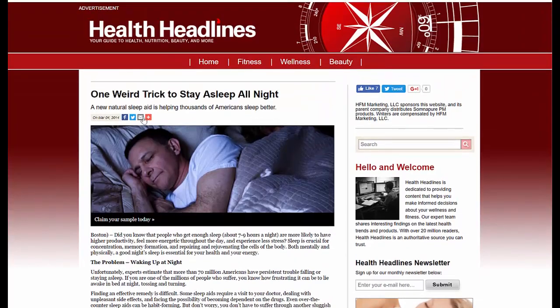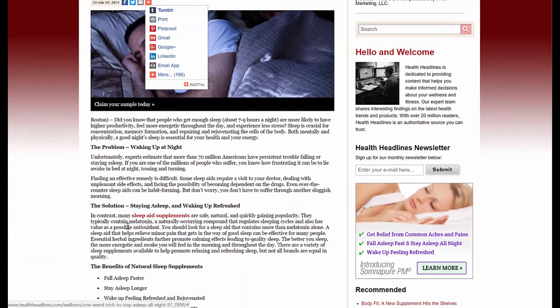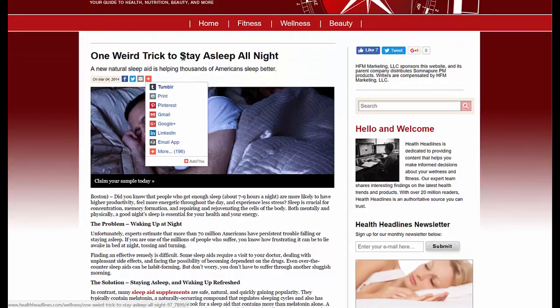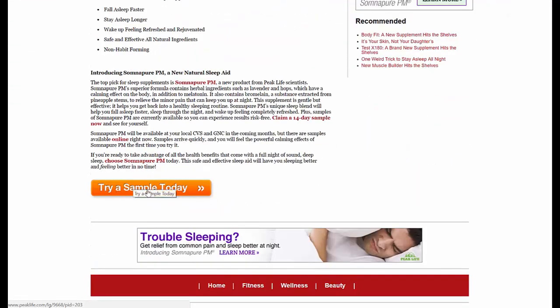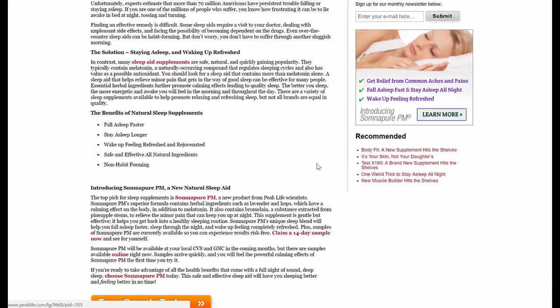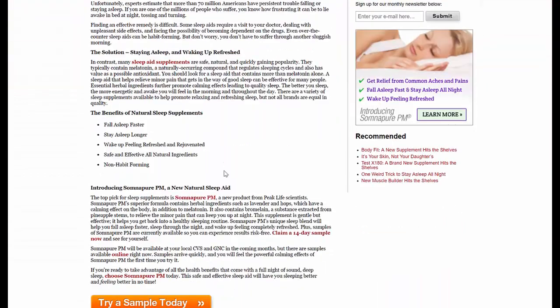And you can see here that, claim your sample today. It goes to Peak Life, sleep aid supplements. Here's an inline link. And then they've got their powerful CTA down here. They've even got ads around here. This website, healthheadlines.com, they have a lot of really good advertorials. This is one of my all-time examples when I'm trying to teach somebody what to do right.